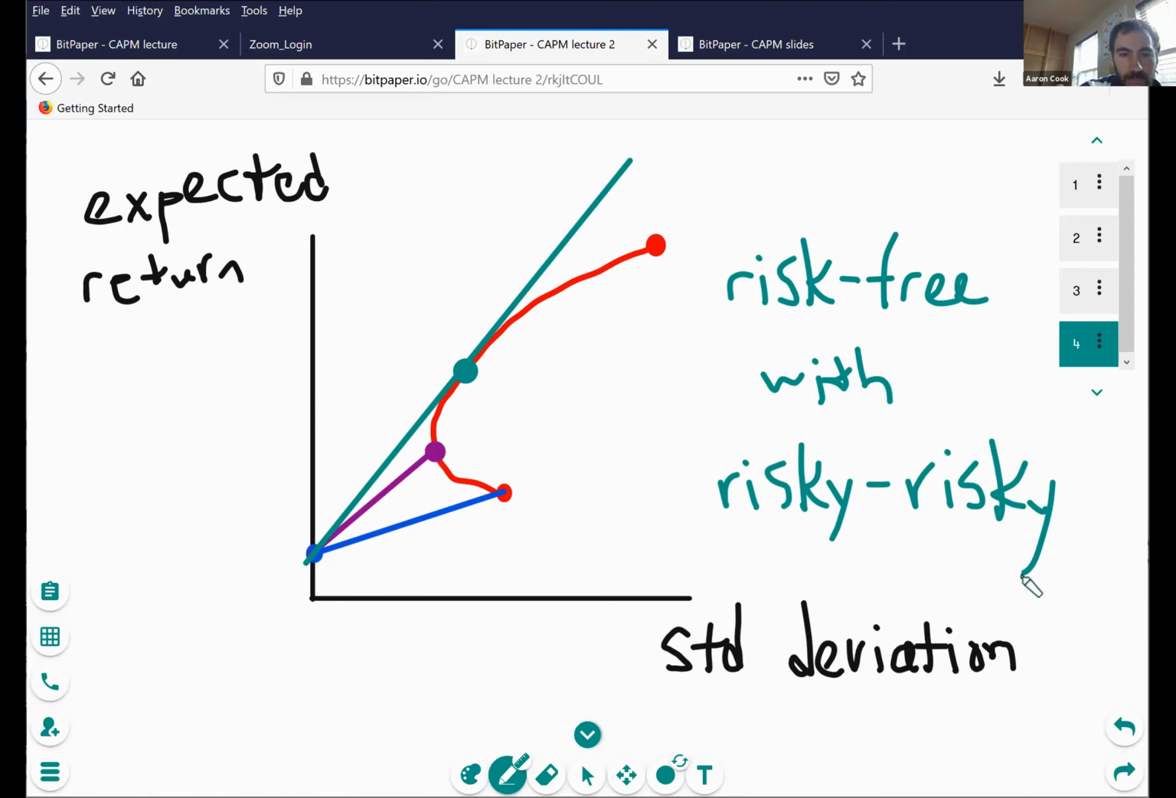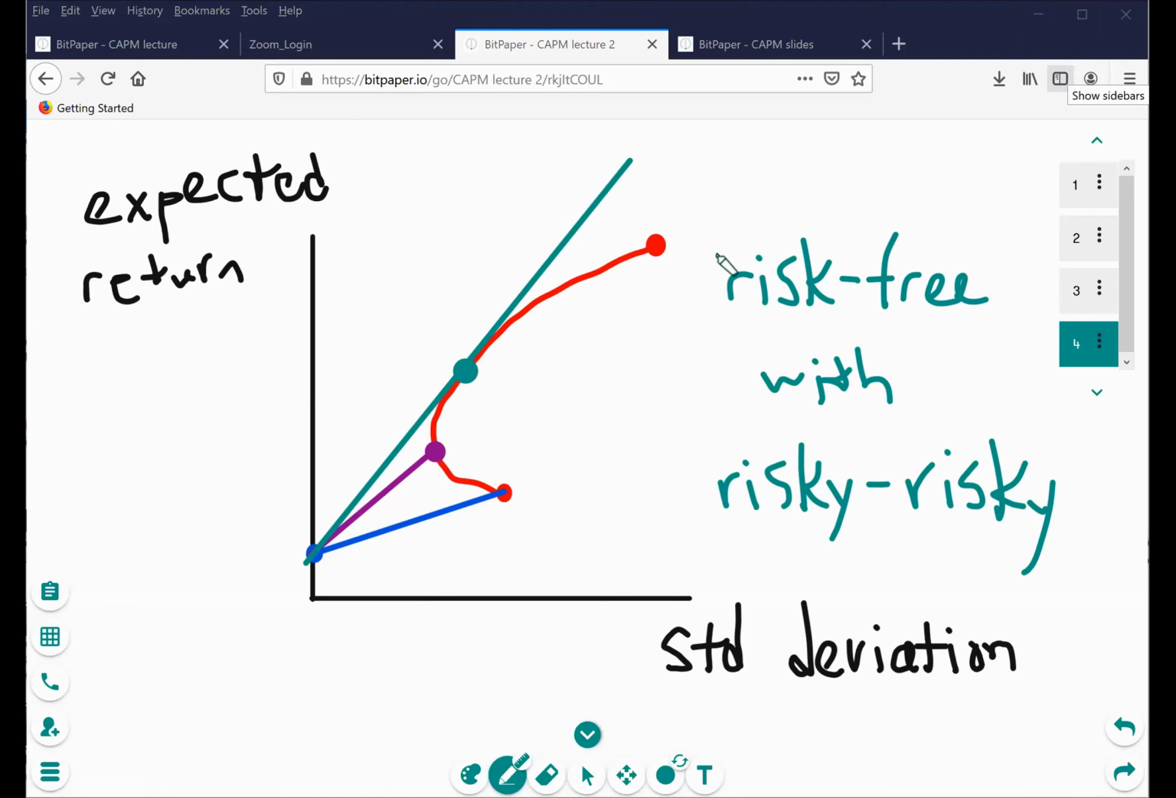So when we combine the risk-free rate with anything that's feasible, represented by this red frontier that's been traced out on this slide, we can draw a line between the risk-free rate, this blue dot in the southwest corner, and any point along this red frontier. We can draw a line between the risk-free rate and any point along this frontier to get the feasible portfolios that represent combinations of the risk-free rate with this risky portfolio.